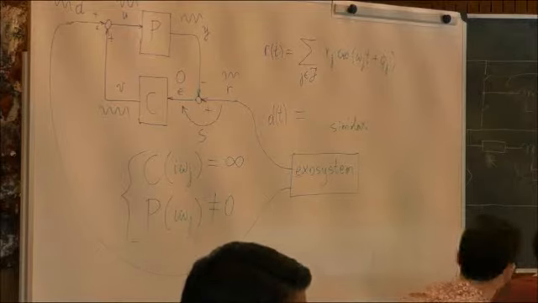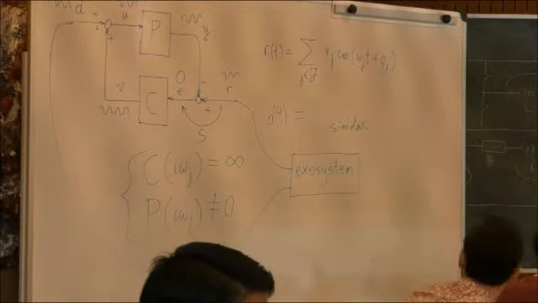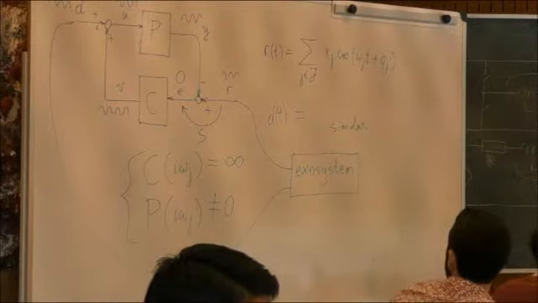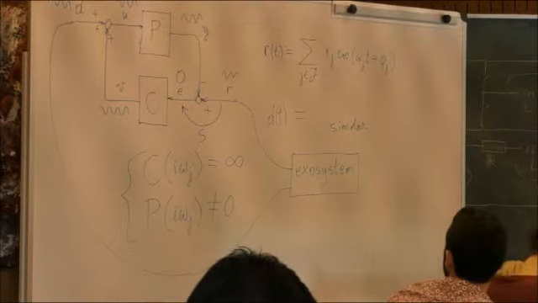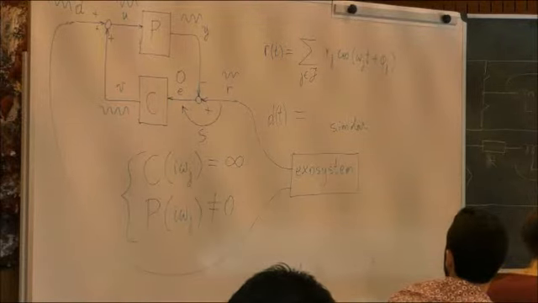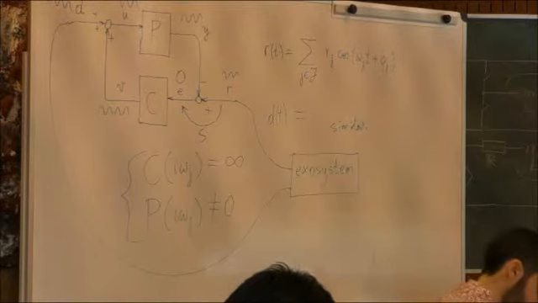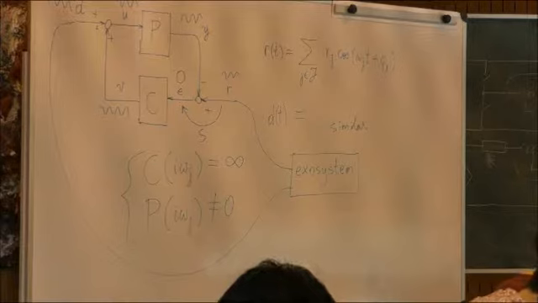And for this reason, we call such a controller an internal model based controller, because it has a part, at least a part of it, not all the controller, but it has a part which can generate the same kind of signals like the external signals which come from the exosystem. Yes, so the controller contains a model of the references and disturbances that come from the outside.